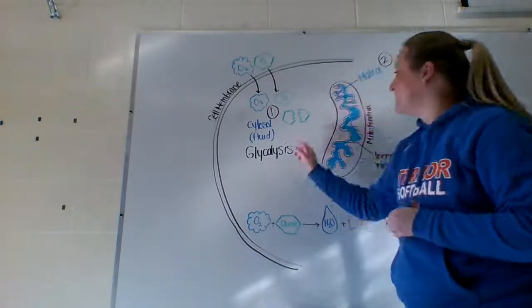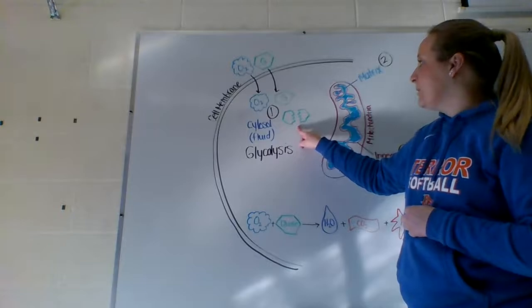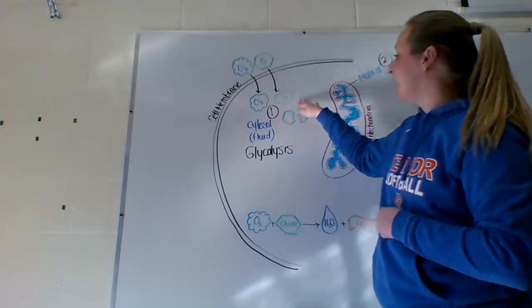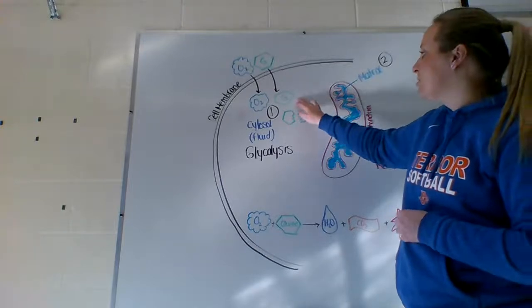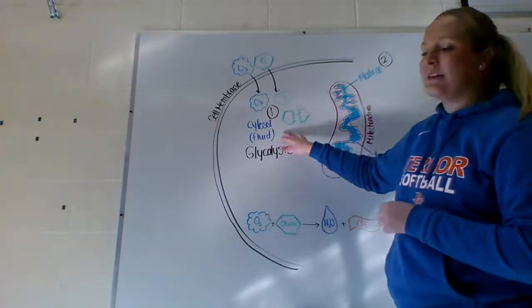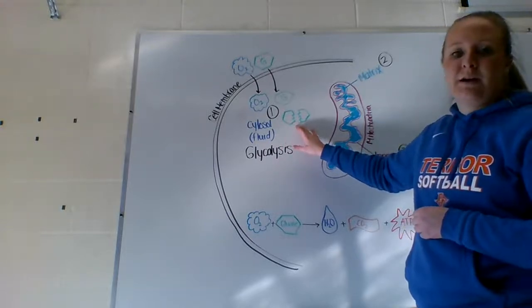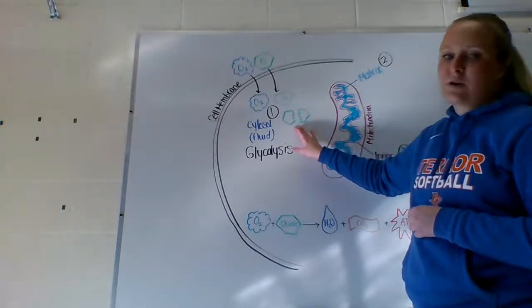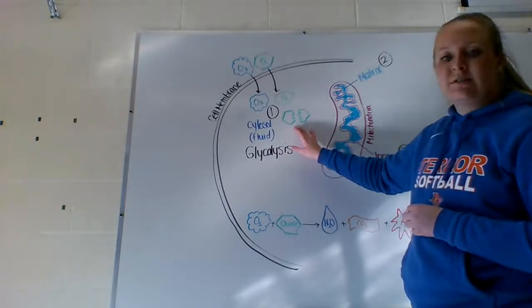When it's broken down into these two parts, it is called pyruvic acid. So far, glucose has entered the cell, oxygen has entered the cell. Glucose, when it comes into contact with this liquid or the fluid, it breaks into two pieces called pyruvic acid. Don't worry about the spelling on that. It's actually on the next slide. So that is all step number 1.